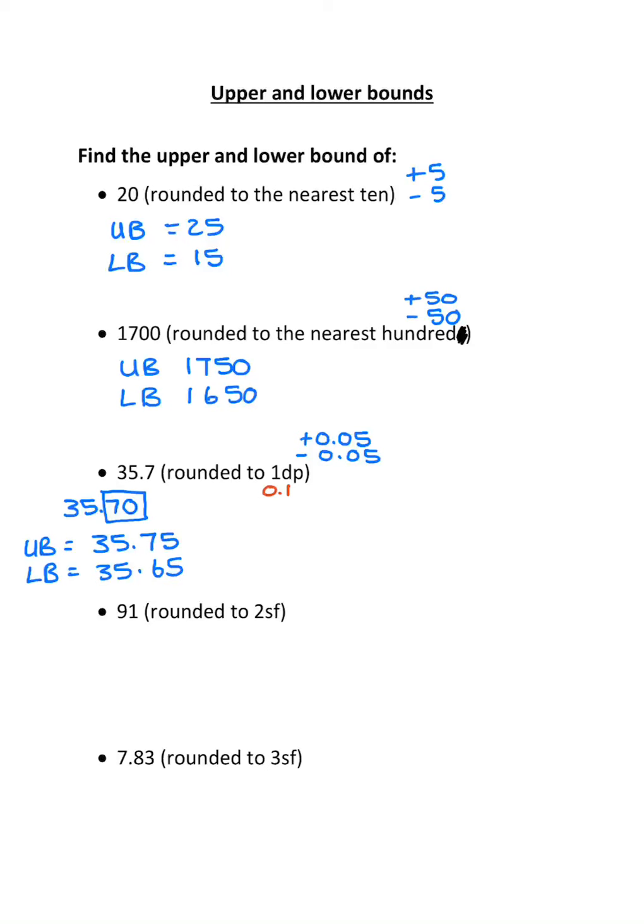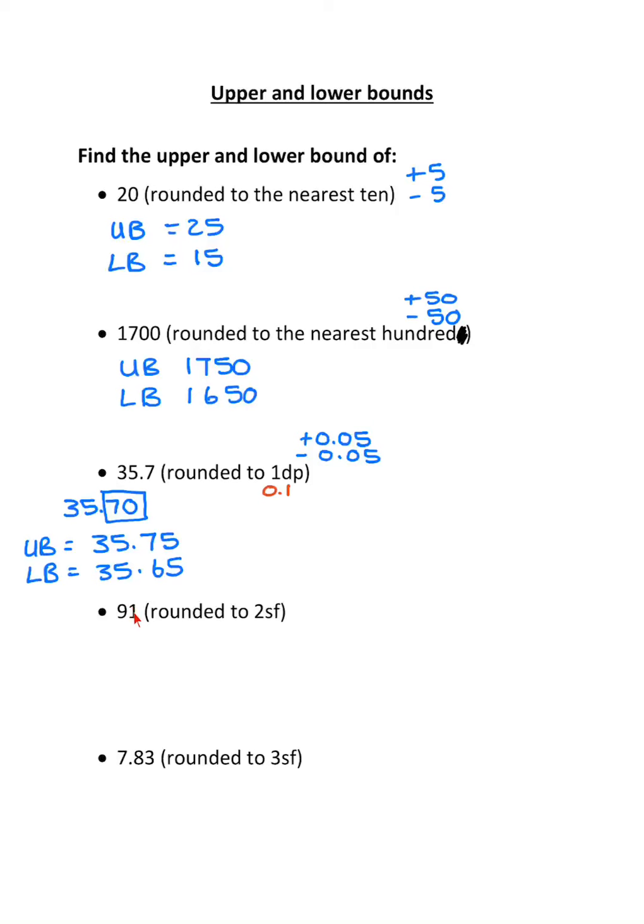Okay, the next one is about significant figures. So let's just recap what significant figures are. The first significant figure is the first non-zero digit. So if I ask you for the second significant figure, that would be the one next to the first significant figure. First significant figure is the first non-zero digit, which is the 9, which means the second significant figure is the one next to the 9, which is the 1. Now that 1 is in the unit position.